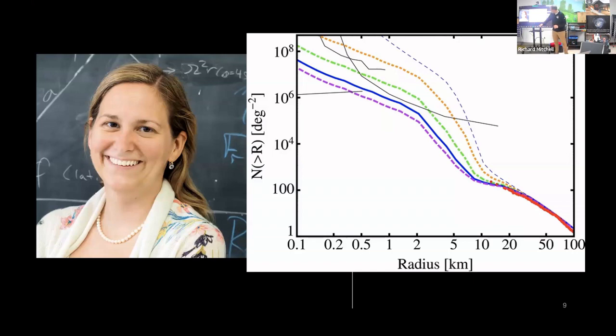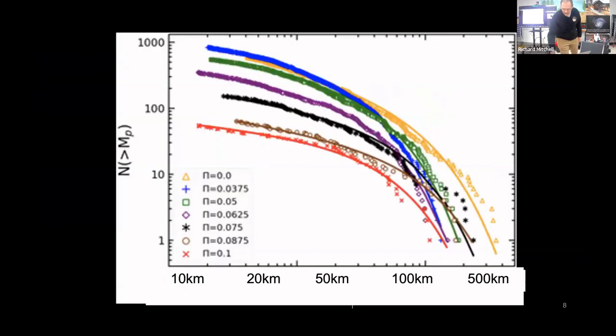You can see that if you look at this line down here, the radii they're talking about go from hundreds of meters to 100 kilometers. If I go back, this goes from tens of kilometers to hundreds of kilometers. It's a completely different range of sizes. Okay.